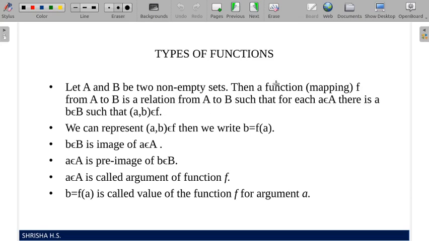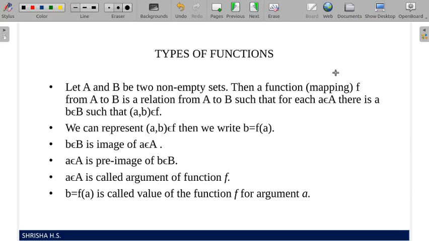So there is some A. If you apply that function, it should result in B, and there should be an ordered pair already in that set. So we can represent a function as A comma B belongs to f. We can also write it as B equal to f of A, as we have denoted here.